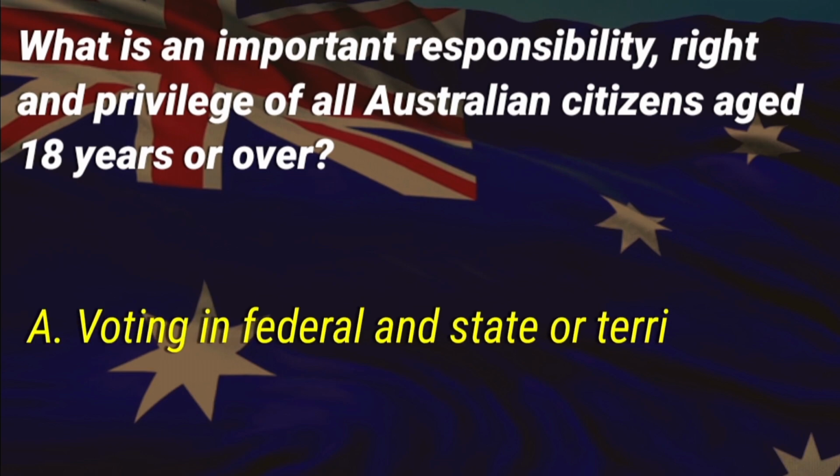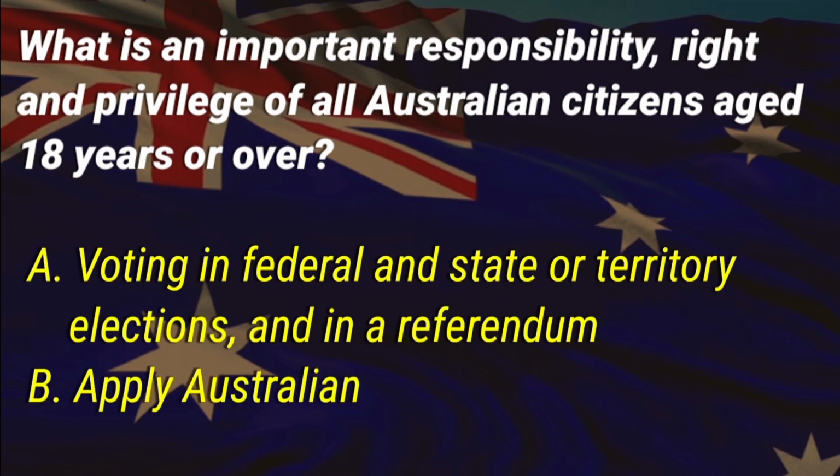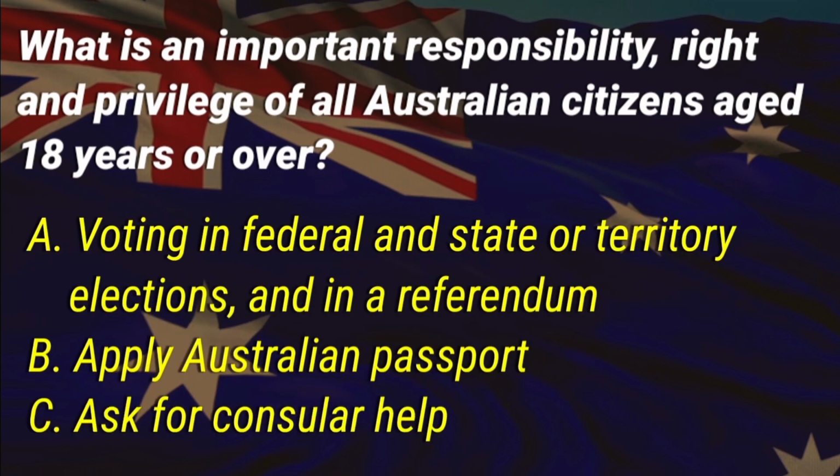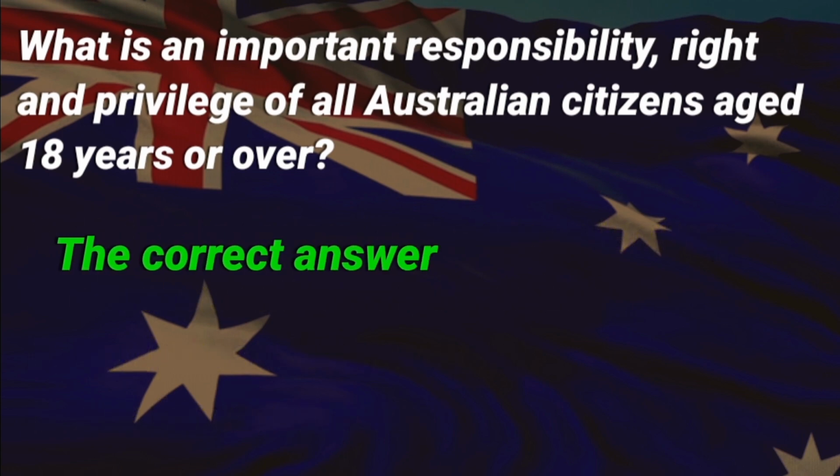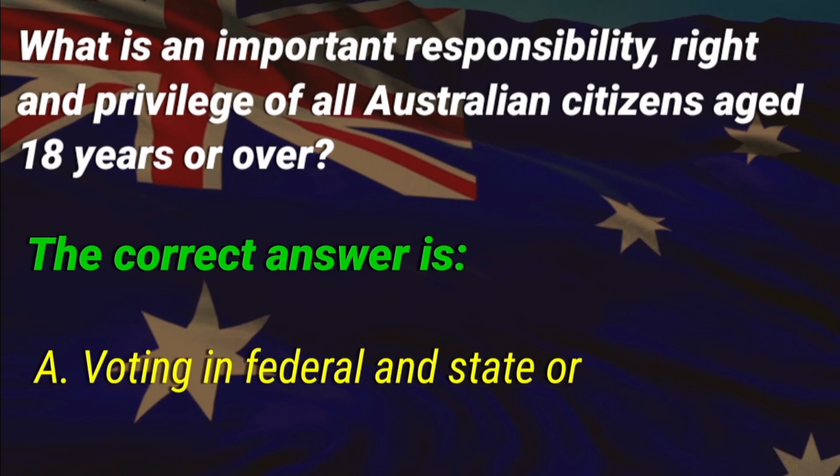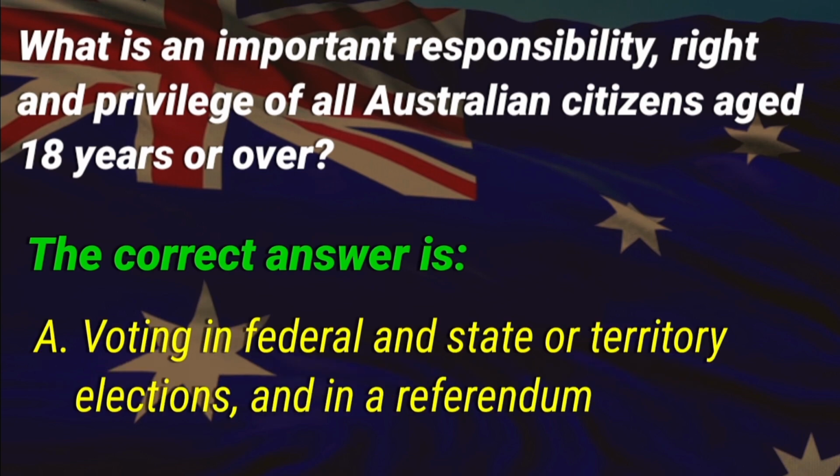What is an important responsibility, right, and privilege of all Australian citizens aged 18 years or over? A. Voting in federal and state or territorial elections and in a referendum. B. Apply for an Australian passport. C. Ask for consular help. The correct answer is A. Voting in federal and state or territorial elections and in a referendum.